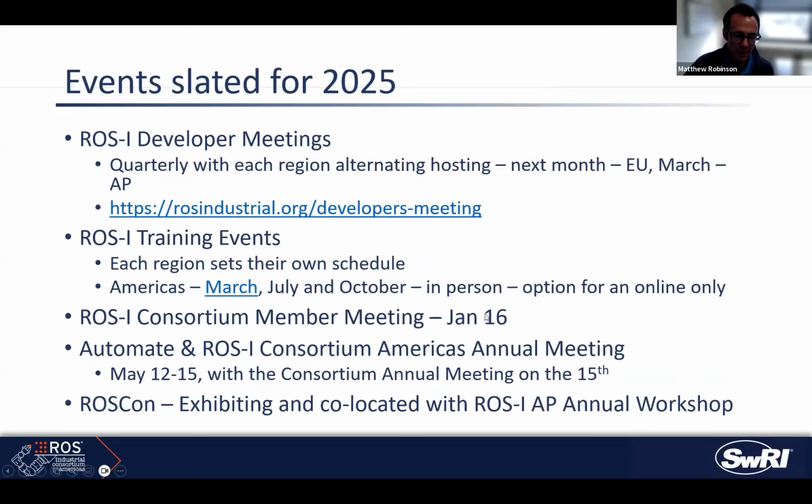The consortium member meeting, we're hosting an online consortium member meeting January 16th. I blasted the consortium members about that, so I didn't really bother linking it here. We are going to be at Automate exhibiting and showcasing some sort of ROS-I robot demo. That's the 12th through the 15th in Detroit, Michigan. I didn't include the location, I apologize, but you can Google Automate 2025 and learn all about the details. That's put on by A3. And then the Thursday of that week, on the 15th, we'll be hosting our consortium annual meeting.